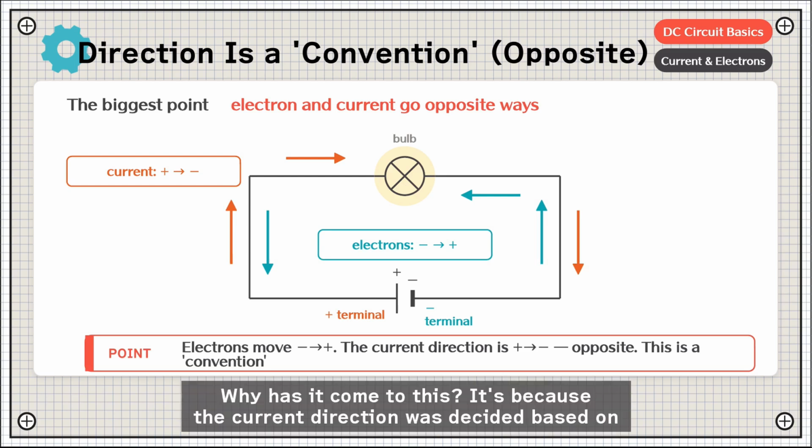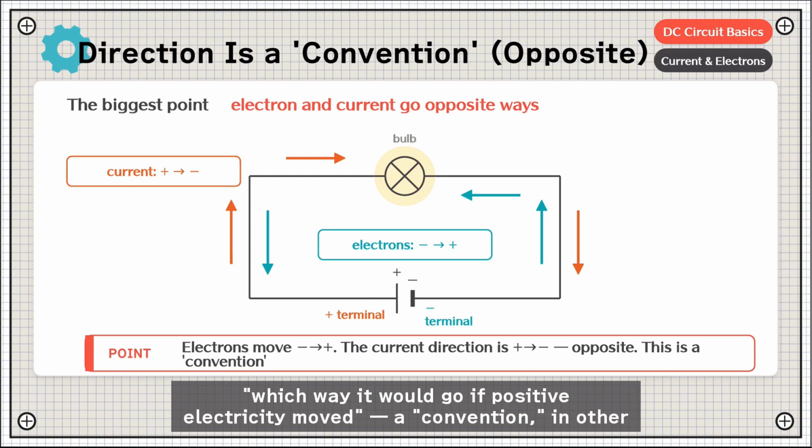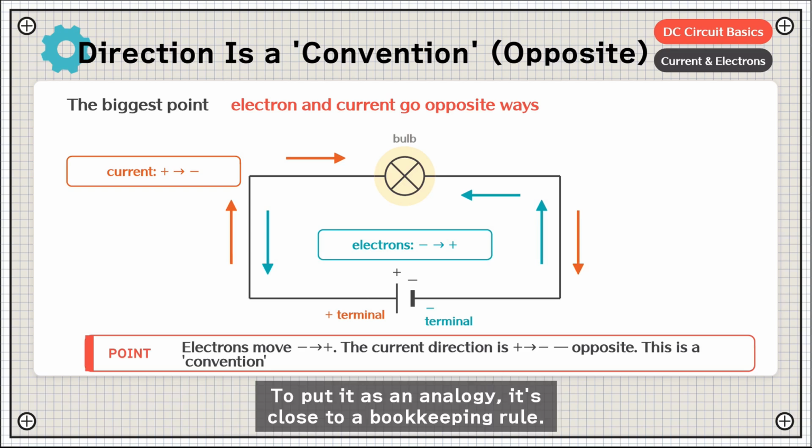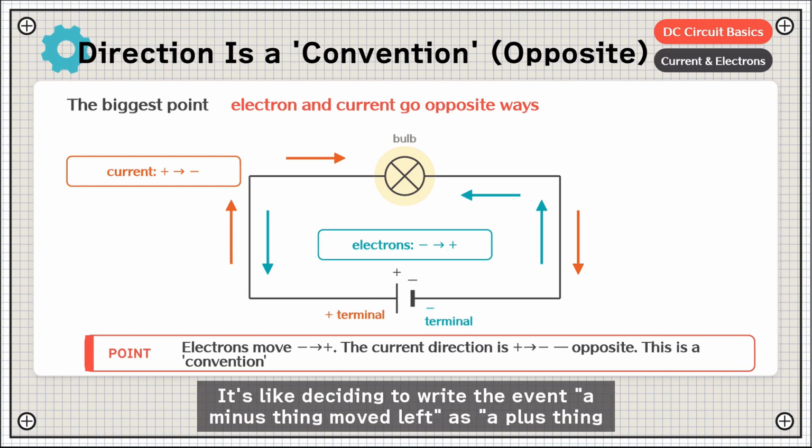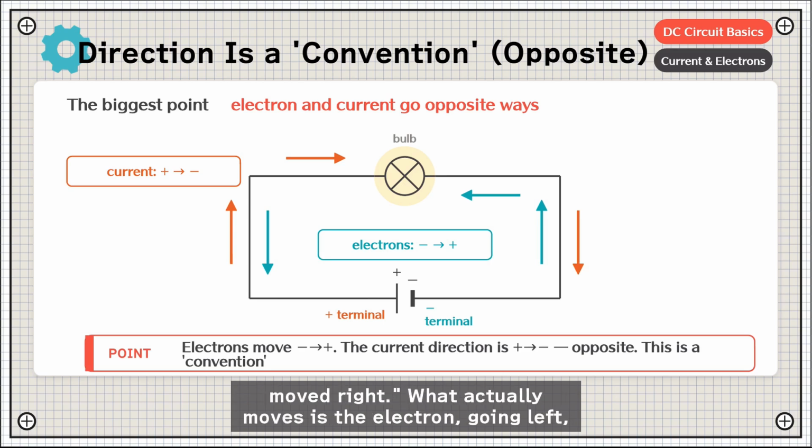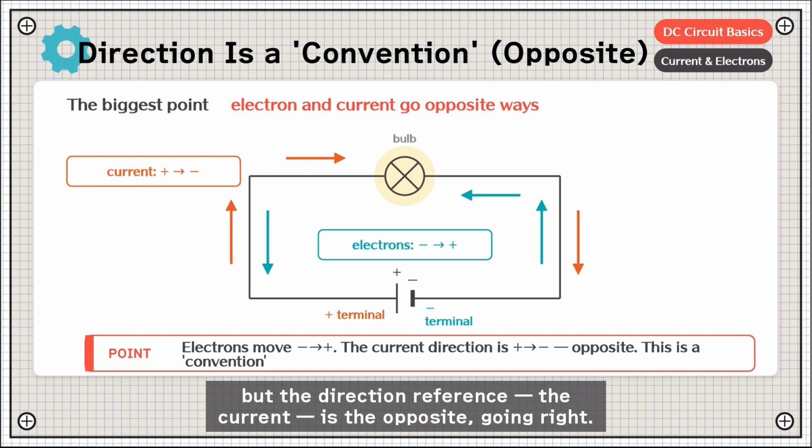Why has it come to this? It's because the current direction was decided based on which way it would go if positive electricity moved. A convention, in other words. To put it as an analogy, it's close to a bookkeeping rule. It's like deciding to write the event a minus thing moved left as a plus thing moved right. What actually moves is the electron going left, but the direction reference, the current, is the opposite, going right.